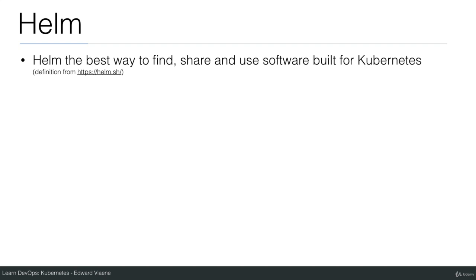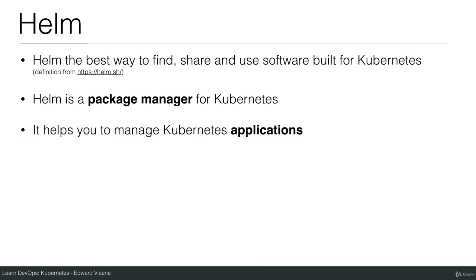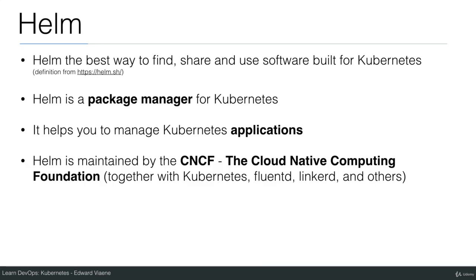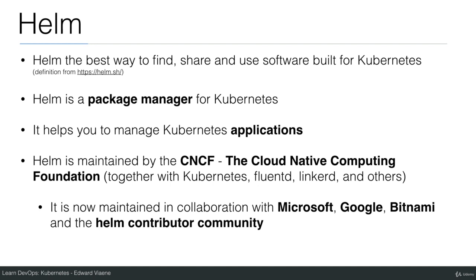Helm is the best way to find, share, and use software built for Kubernetes. This is the official definition from helm.sh. Helm is a package manager for Kubernetes. It helps you to manage Kubernetes applications. Helm is maintained by the CNCF, the Cloud Native Computing Foundation, together with software like Kubernetes, Fluentd, Linkerd, and others. It is now maintained in collaboration with Microsoft, Google, Bitnami, and the Helm contributor community.